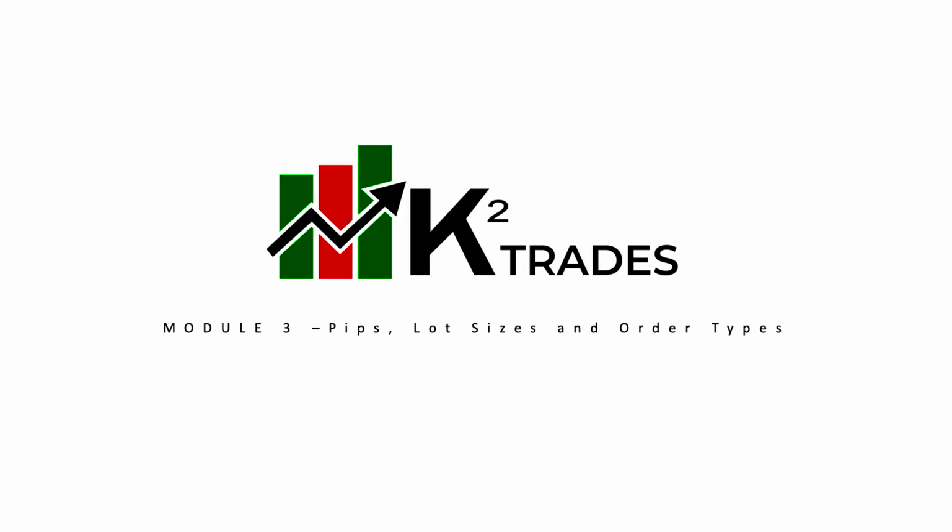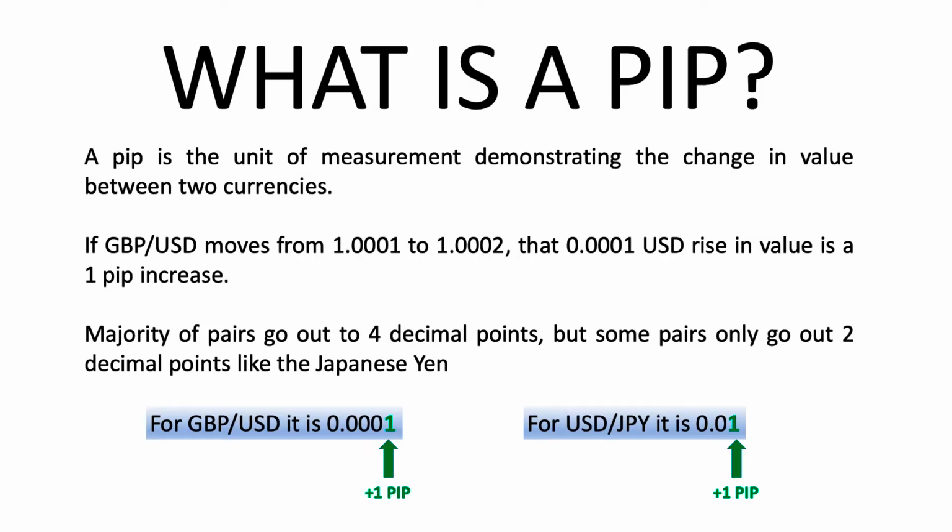Today I'm going to be going over pips, lot sizes, and order types. So let's start off with a pip. A pip is a unit of measurement demonstrating the change in value between two currencies. If GBP/USD moves from 1.0001 to 1.0002, that 0.0001 USD rise in value is a 1 pip increase.